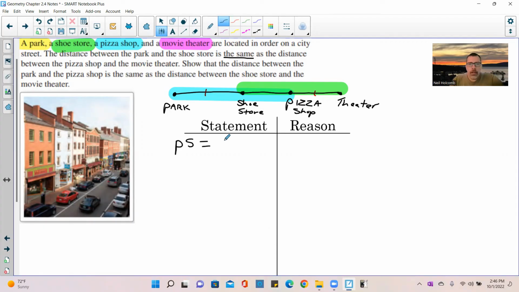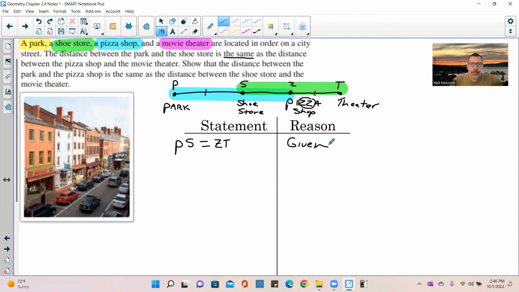So pizza, Z, because we can't use P again. Park, pizza starts with P. So park to shoe store is the same as pizza to theater. So let's call that ZT. So the length of PS equals ZT. Okay, so this is going to be Z, this is T, this will be S, and this is P. So PS equals ZT. Reason: given.